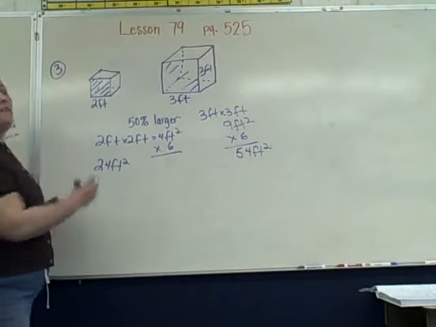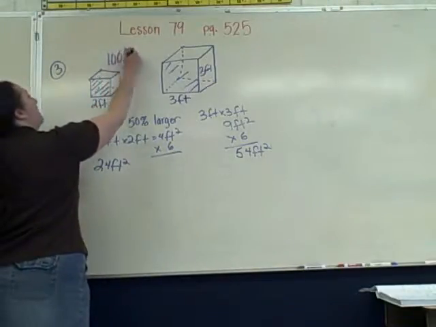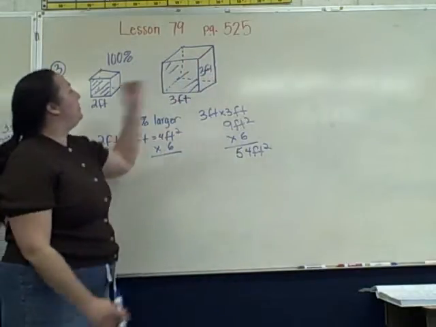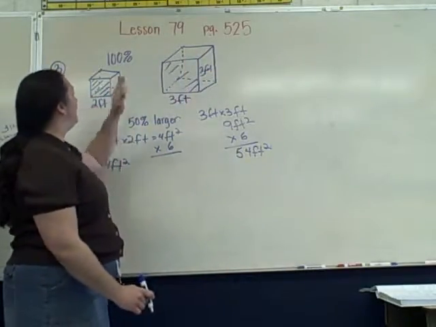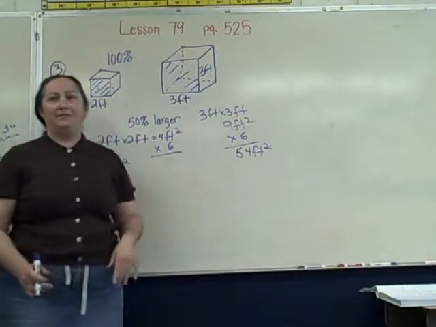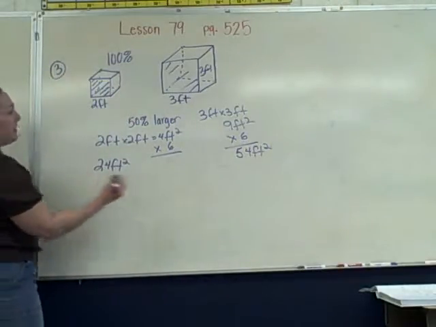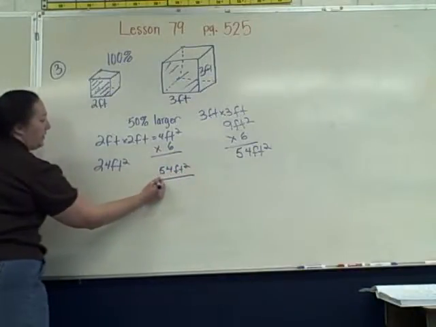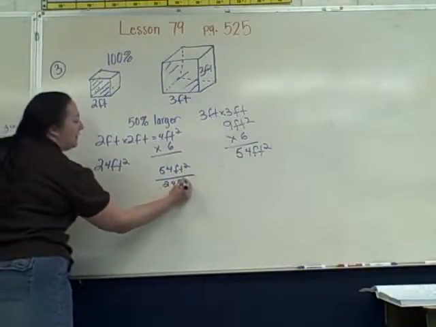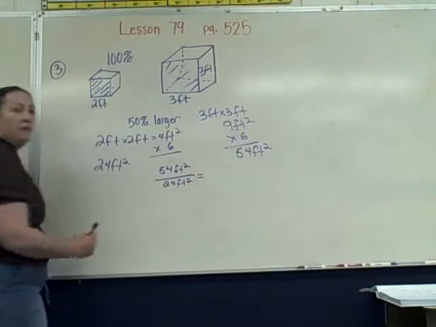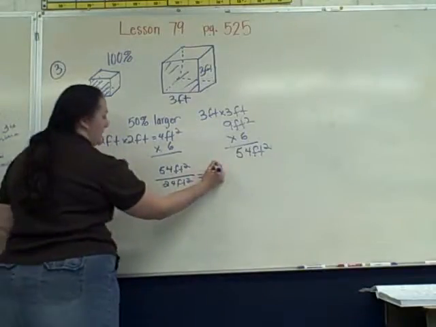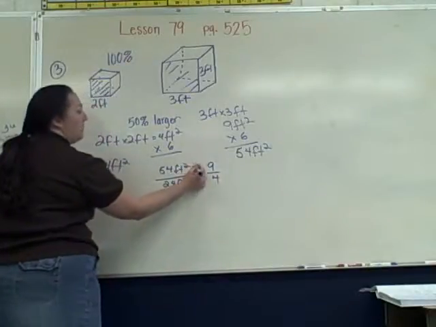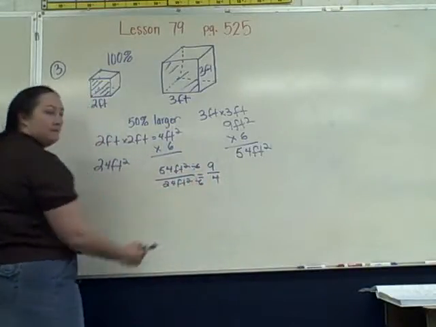If this one started off as being 100%, I'm trying to find out how much this one is compared to this one. So here's how we do that. We take the 54 feet squared and we put it over 24 feet squared, which then reduces to the fraction 9 over 4, dividing both of these by 6.